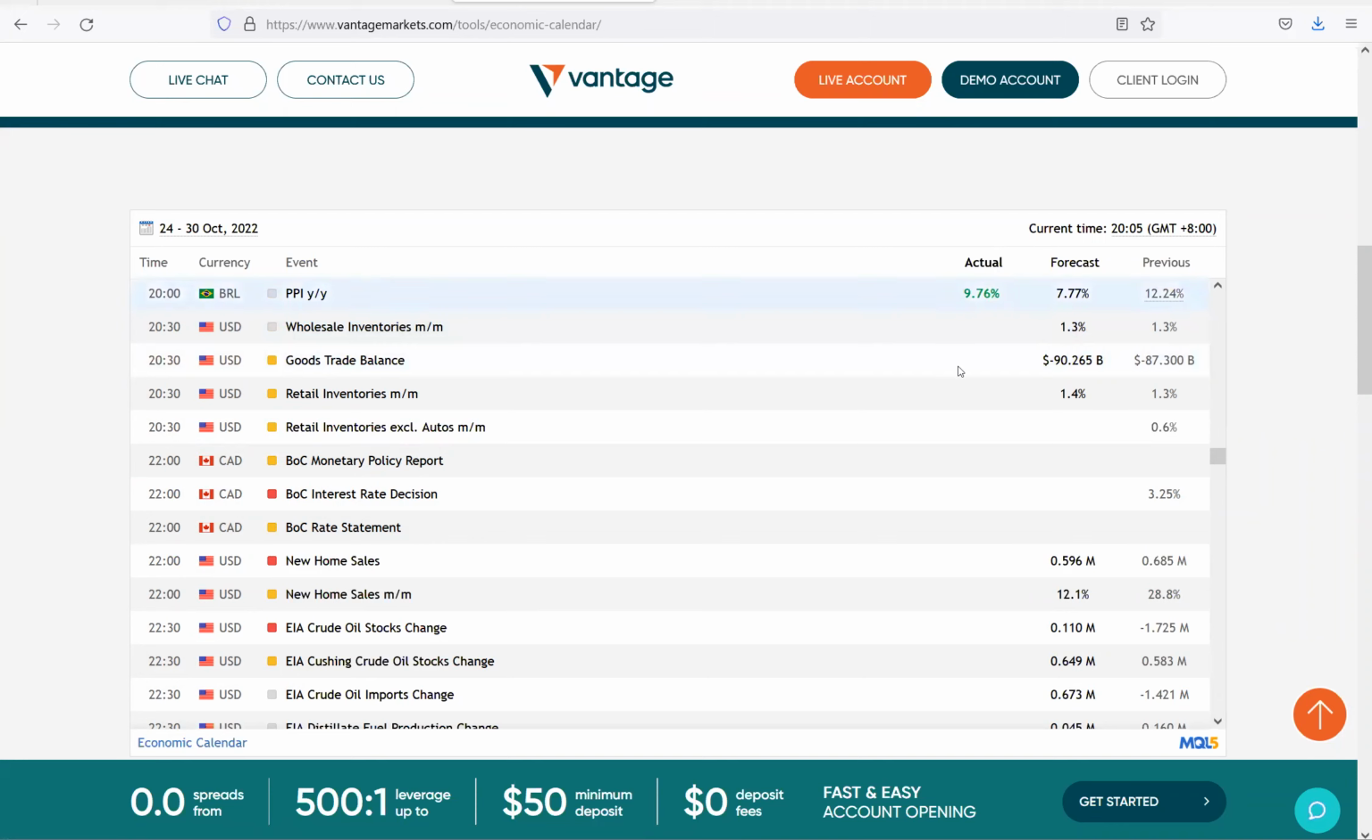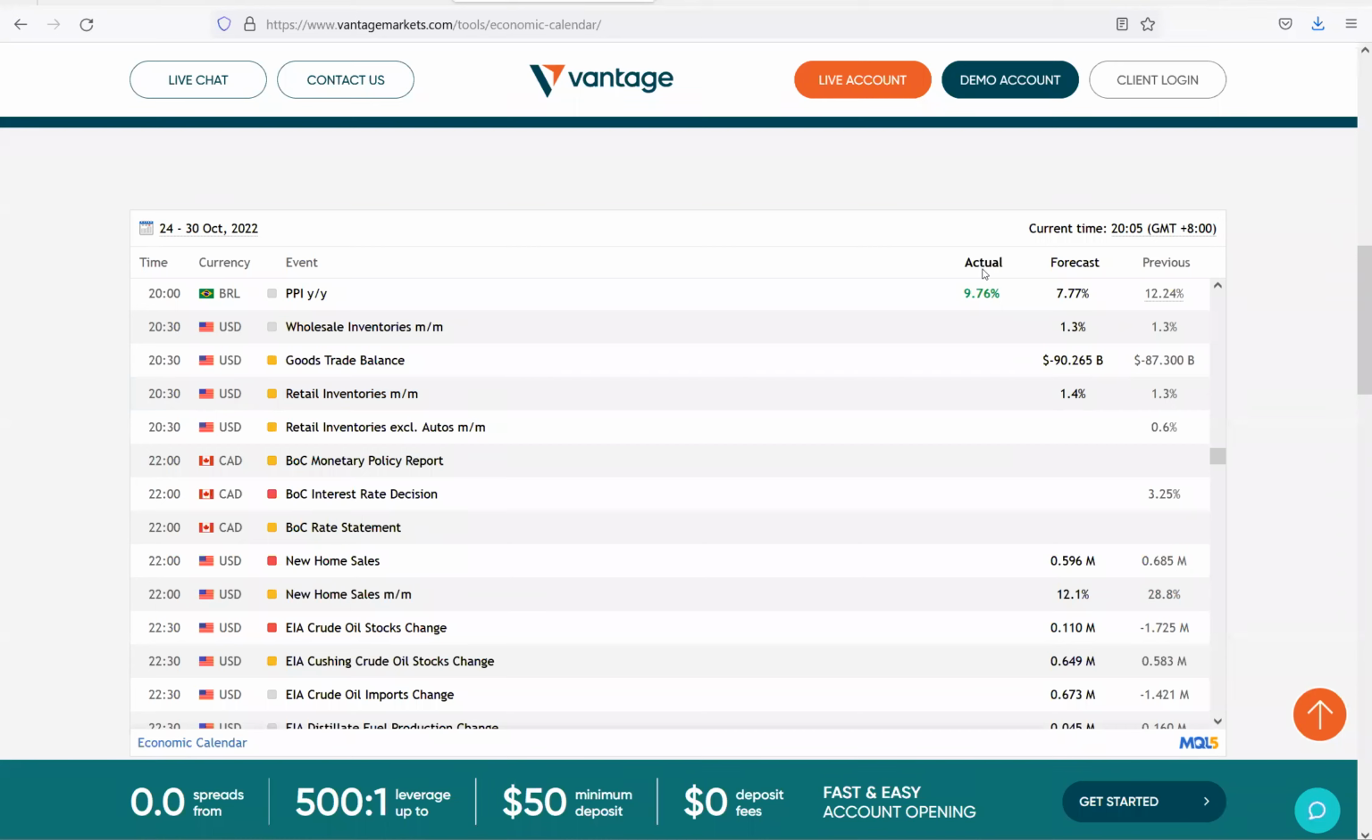This column over here is the actual data, and the ones on the side are the forecasts. Generally, you can just compare the actual and forecast values. If actual is better than forecast, depending on what the data is, for example if it's retail sales data, it could point to resilient domestic growth.